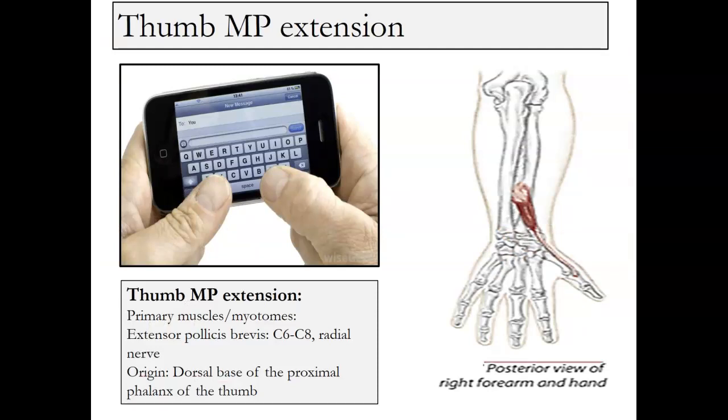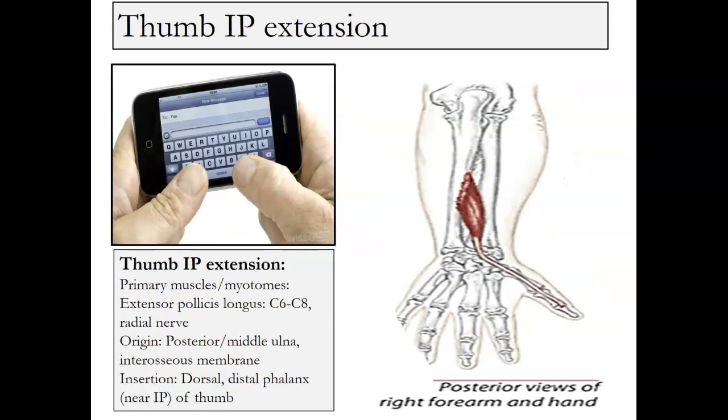MP extension. Remember with the thumb, there's just the MP and the IP joint. There's no DIP. So here's the MP, which is the knuckle of the thumb. And that pulls back. When you're doing the hitchhiker, you're extending the MP. Extensor pollicis brevis is the MP extension, as in texting. It looks like a really old-fashioned text thing. But as you text on your phone, you're using a lot of MP extension with that pollicis brevis, and IP extension as well. Right there, that's an example of extending the IP joint.